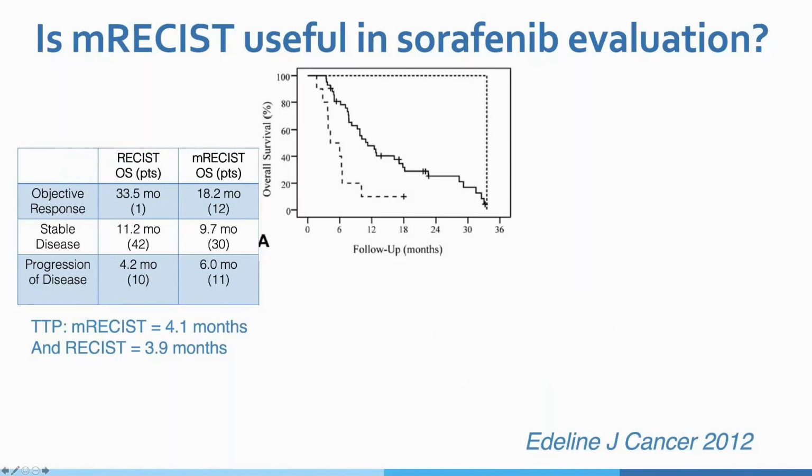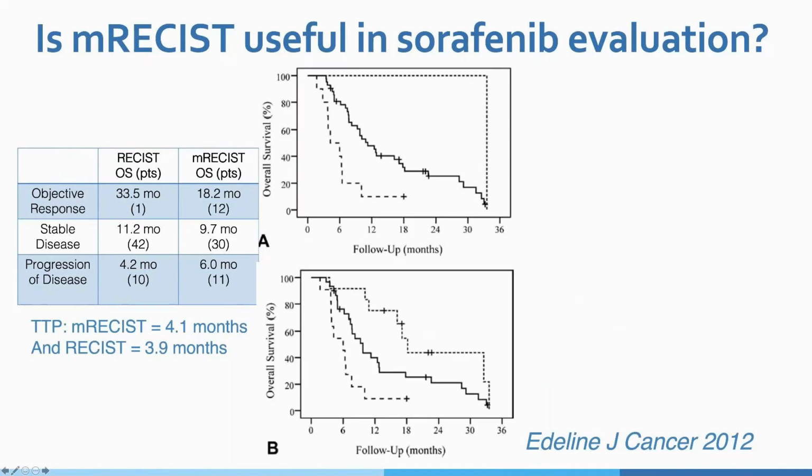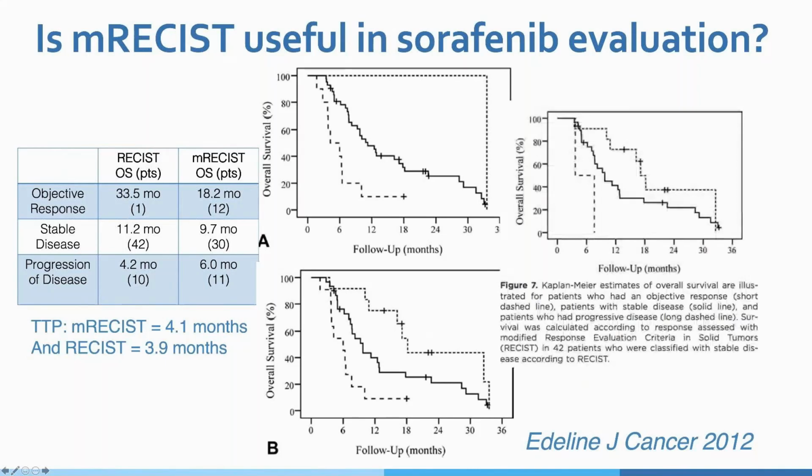By modified RECIST, however, you can see that there's a greater separation between those who had an objective response, so at least a partial response, than those who had stable disease and those that have progression of disease. And if you take the 42 who had stable disease by RECIST, then you can separate out by mRECIST those who had a favorable outcome from those that did not.